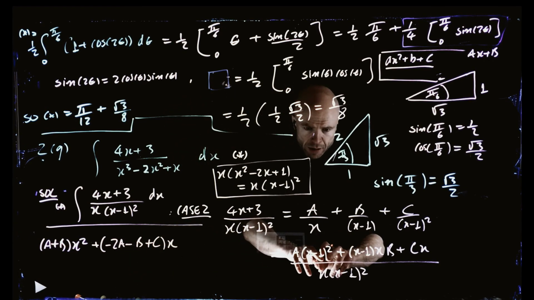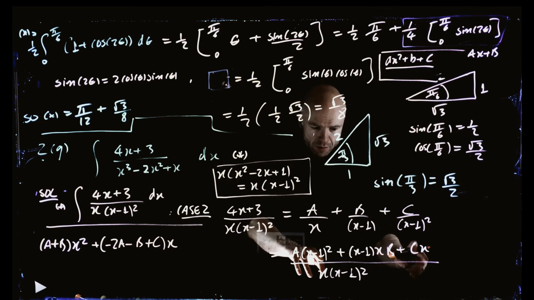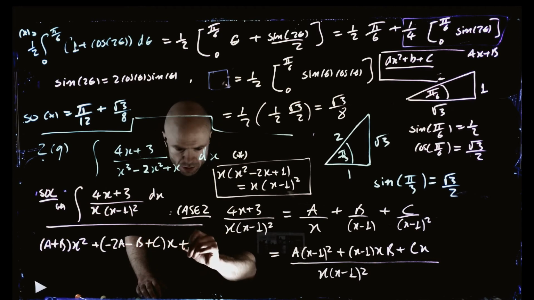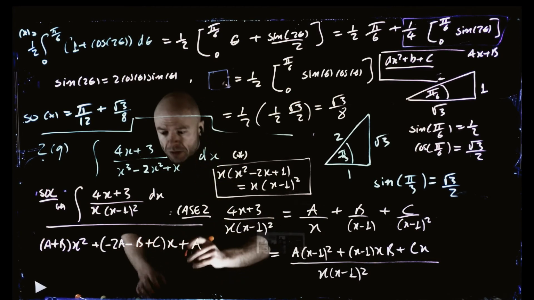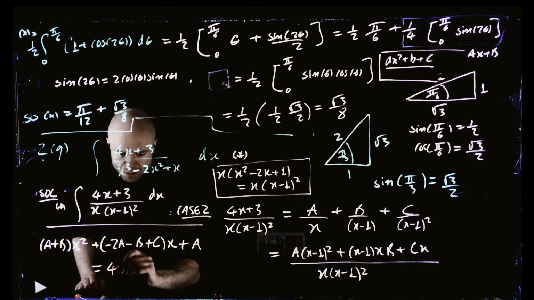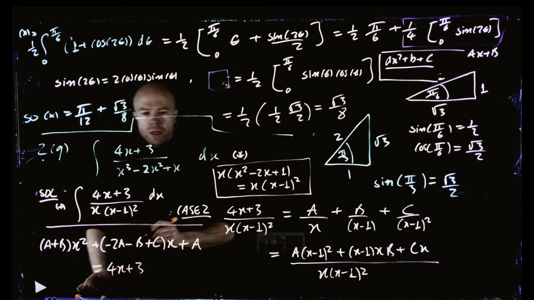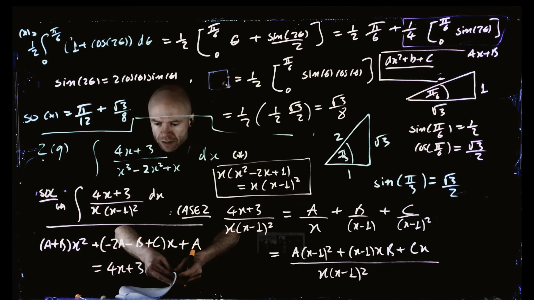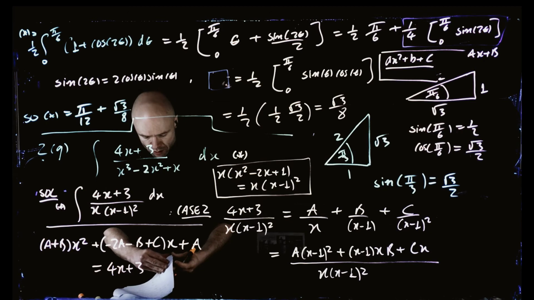And then let's look for the constant term. We're going to have an a here. No constant term here and no constant term here. Give me a thumbs up if you're following, people. Okay, thank you. So this is just equal to a. So this quadratic has to equal this quadratic, which is 4x plus 3.